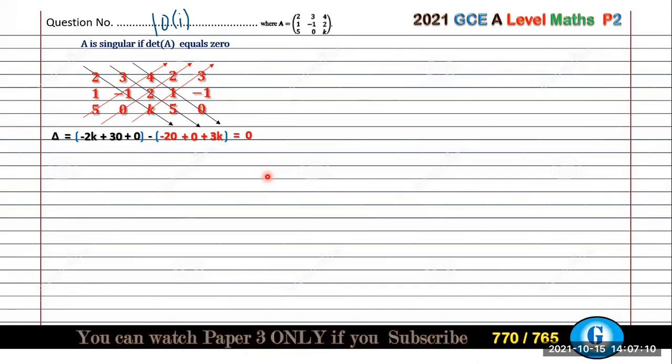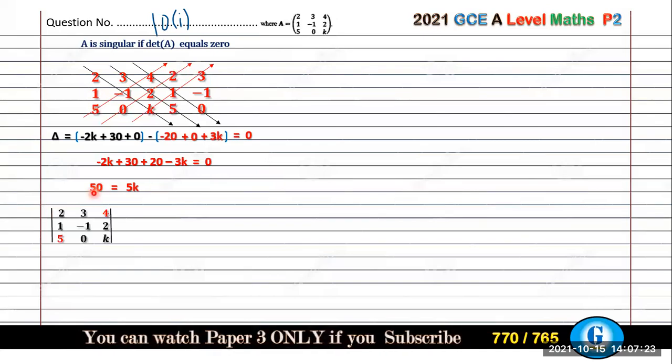So this determinant should be equal to 0 because they said the matrix is singular, right? So this is going to give us minus 2k plus 30 plus 20 minus 3k equals 0. From there, 50 will be equal to 5k, and we will have our k to be equal to 10. Another method is this second one.